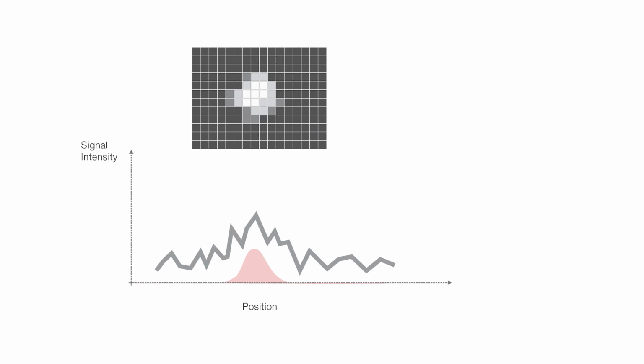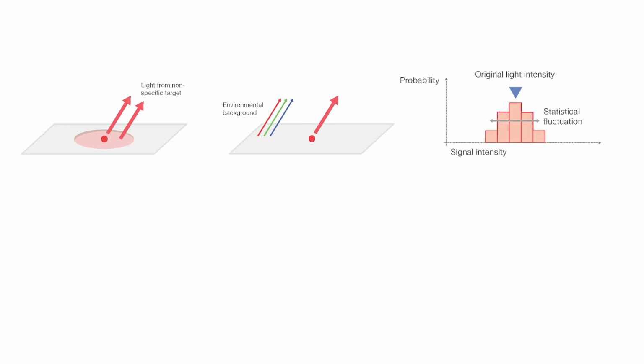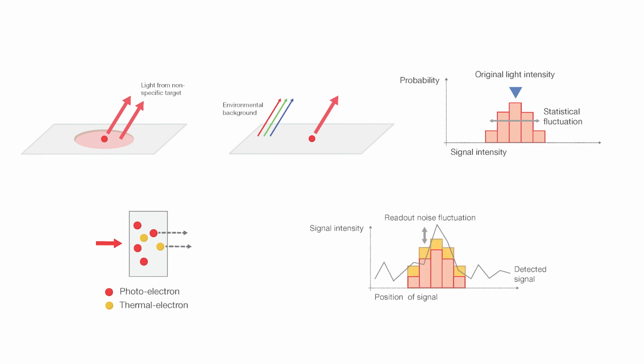Let's review how to minimize the background signals. First, noise from non-specific labels and autofluorescence can be minimized in the sample preparation and staining process. To reduce background light from the environment, use a darkroom. Statistical error cannot be minimized, but SNR can be improved with a larger number of photoelectrons. To reduce thermal electrons, use a camera with a cooled sensor. Readout noise also depends on the camera, so keep this factor in mind when you choose a camera.